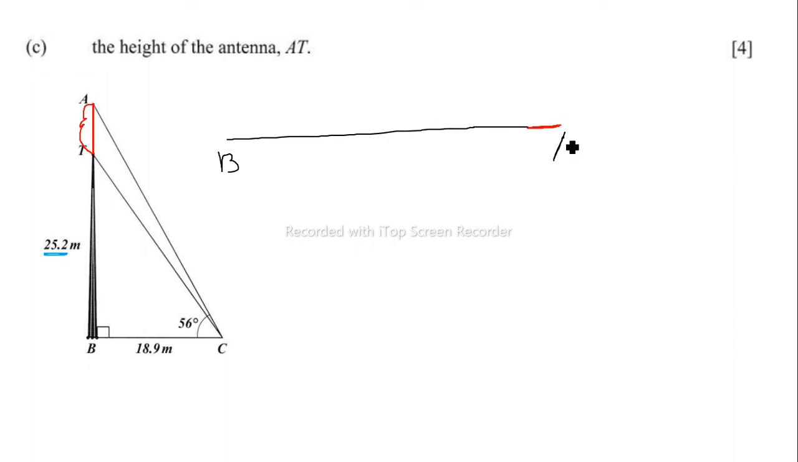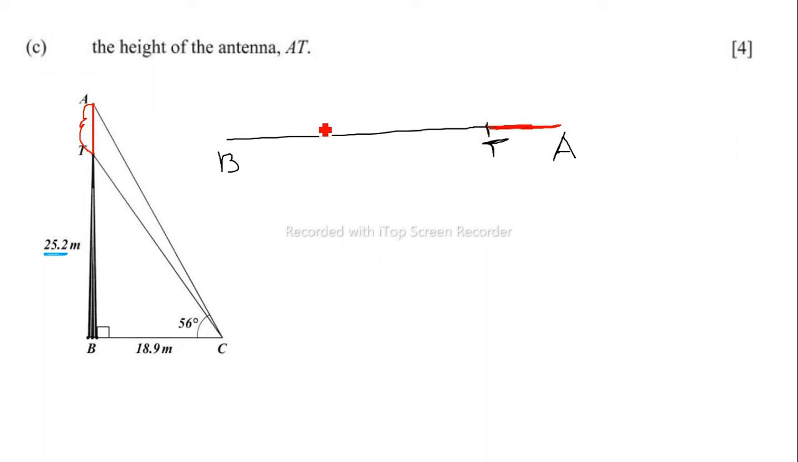So only a small part, then let's say T here. So if we look at this line segment, we just want to figure out what the red part is. We're just trying to figure out what the red part is. We already know what T to B is. How much is that?